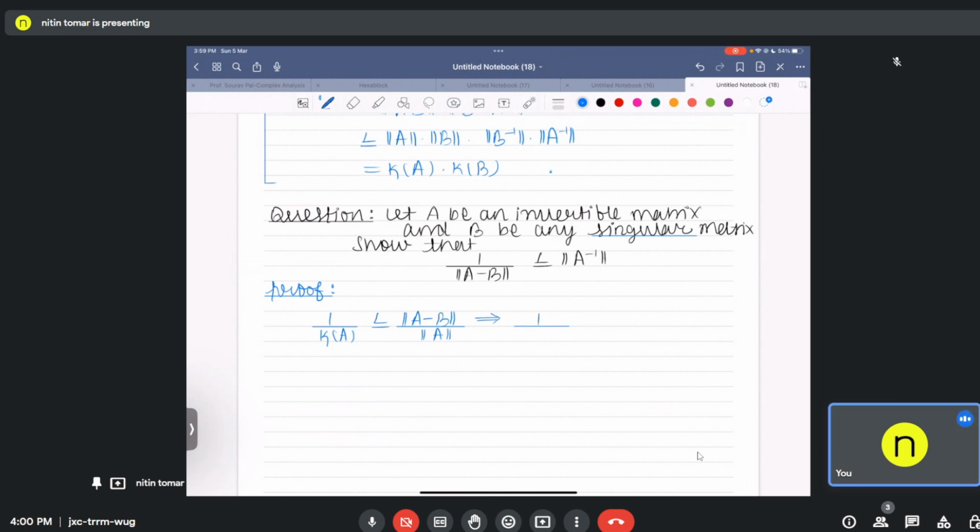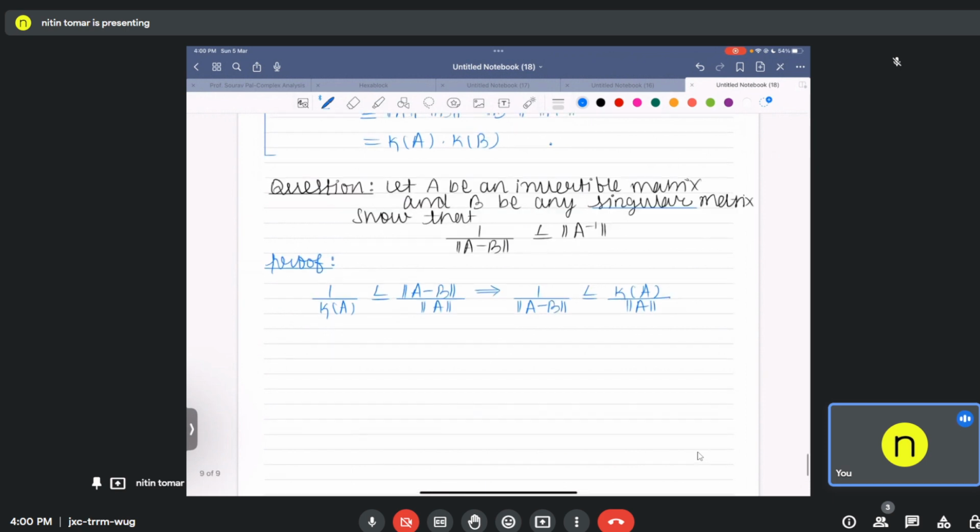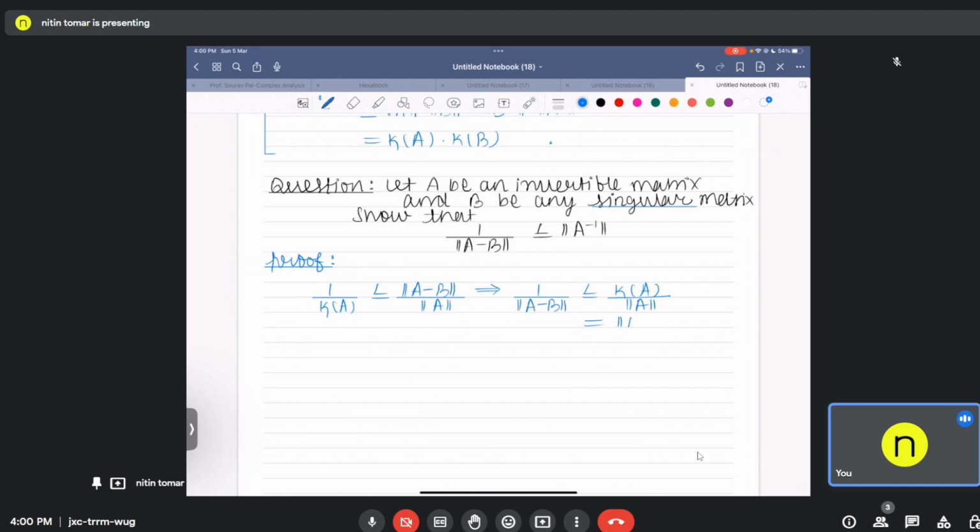It is the same as saying 1 upon norm A minus B is less than or equal to kappa A times norm A, right? But what is kappa A times norm A? Kappa is actually norm A times norm A inverse. So this is precisely norm A inverse, right? So have we proved what we want? Yes, sir. Well done. So a few questions to you.